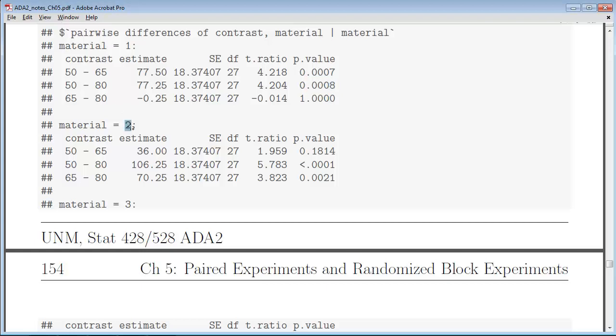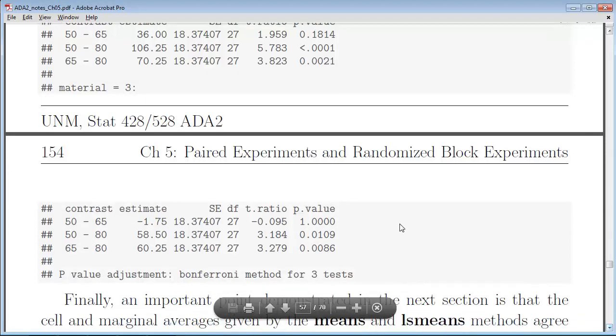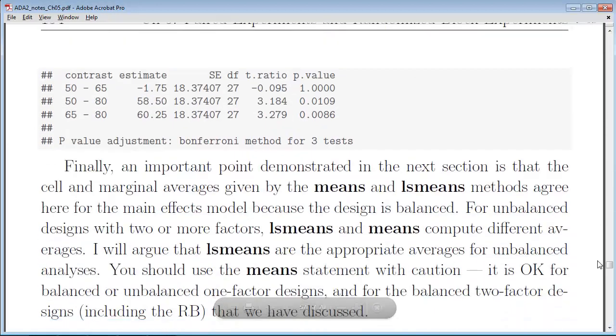For material 2, that was the one that had a steady decrease. 50 and 65 are not quite different, but the extremes are very different, as well as the two high temperatures are different for material 2. And for material 3, we don't see a difference between the two low temperatures, but there's differences between both of the lower temperatures and the high temperature. Okay, and so those are all the comparisons that we can make.